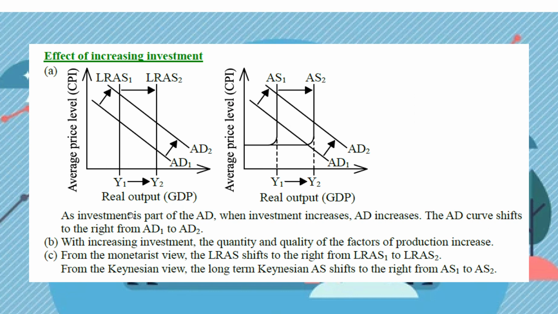Investment is part of the AD. When investment increases, the AD increases at first. So the AD curve shifts to the right from AD1 to AD2 at first, not much effect. But later on, when the investment is completed, the quantity and quality of factors of production increase, right? So the LRS curve also shifts to the right, and the Keynesian AS curve also shifts to the right, so you can see the output change from Y1 to Y2 at last. There is a time lag between the AD shift and the LRS shift.